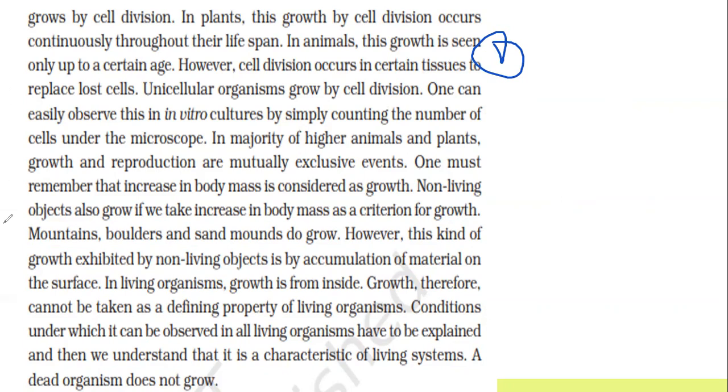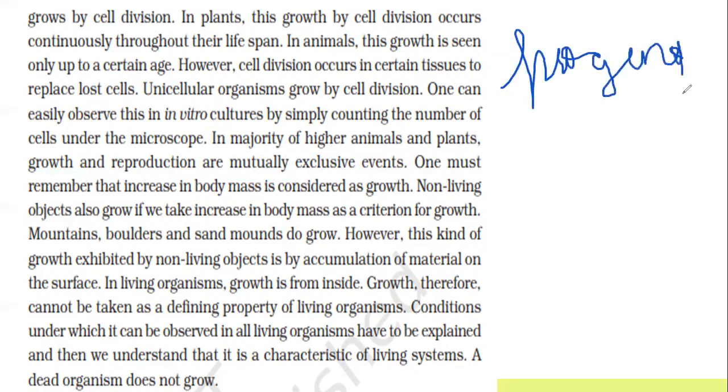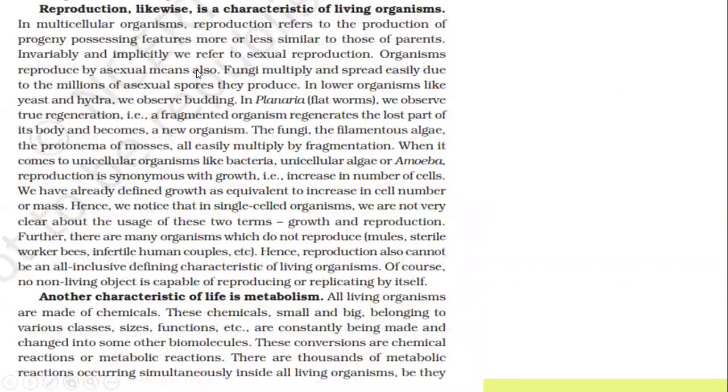Then define reproduction. Next point: growth and reproduction in case of higher plants and animals are mutually exclusive. Then what is reproduction? The production of progeny possessing features more or less similar to those of parents is known as reproduction.